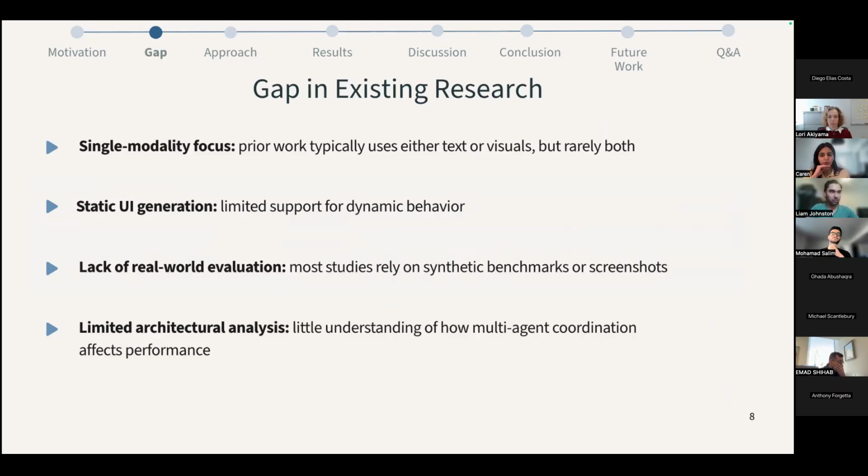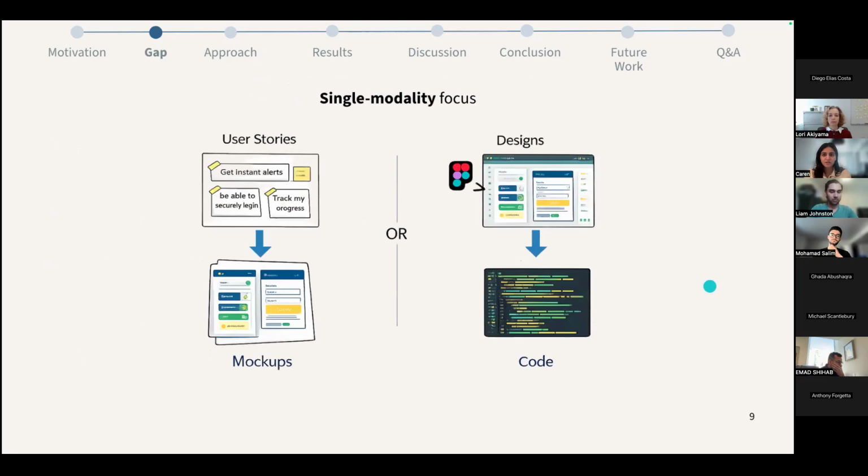We were able to identify 4 different gaps: the single modality focus, the static UI generation, the lack of real-world evaluation, and the limited architectural analysis, which we will go through in the next slides.